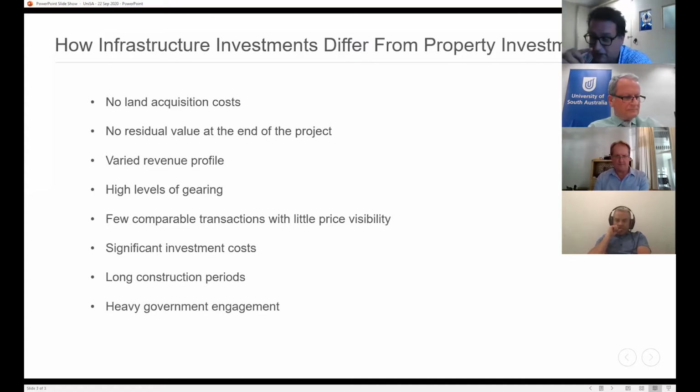Significant investment costs. John Lang is a good example: our minimum investment requirement is around $25 million, so anything smaller than that, we won't look at. That's probably at the lower end. So it's very difficult for mums and dads to invest in infrastructure. There are some listed infrastructure funds out there, but for direct infrastructure investments, it's typically investment amounts in the tens of millions of dollars at the least.